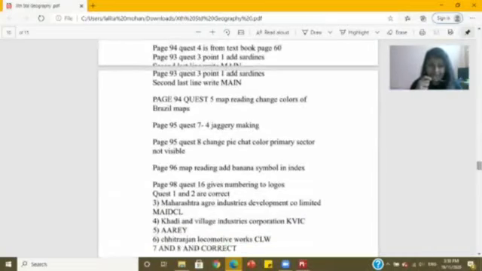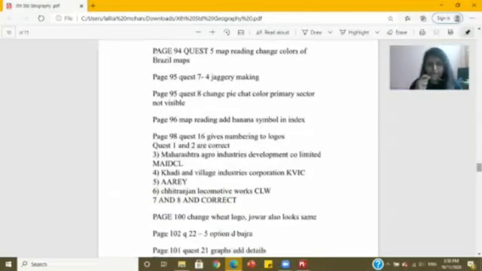Page 96, map reading. We will add a banana symbol next to the index. Page 98, question number 16. We have to number the logos. That is question 1 and question 2. Question 3, Maharashtra Agro Industries Development Co. Limited, that is MAIDCL. Fourth is Khadi and Village Industry Corporation, KVIC. Fifth is RA. Sixth is Chittaranjan Locomotive Works, that is CLW. And seventh and eighth are absolutely correct.